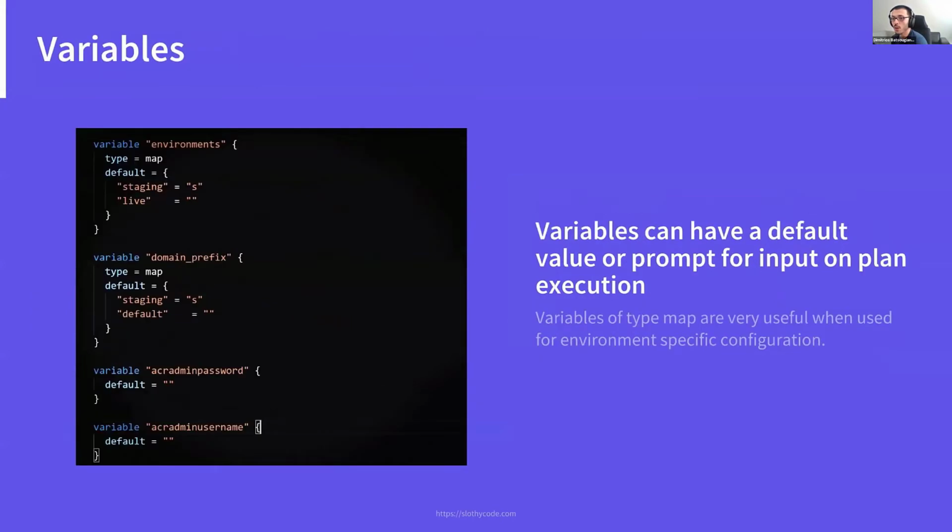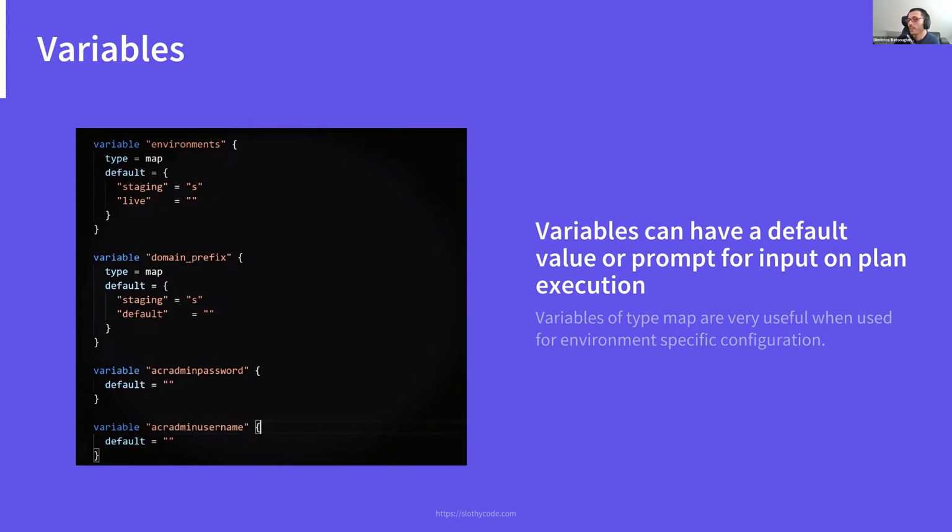Let's move on. Here are the variables I have mentioned before. Let's take a look at the two last variables, the ACR admin password and the ACR admin username. When I'm using those variables in the configuration file, I can specify a default value, but I can also use explicit files, JSON files that set the variables depending on the workspace I'm working with.